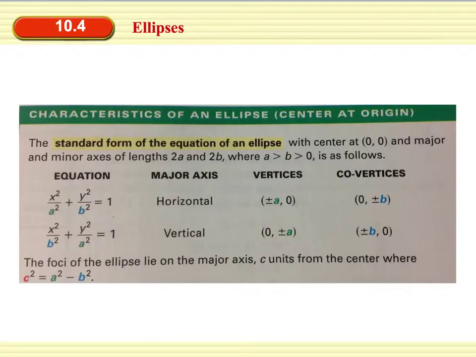Now when we go to find the foci of an ellipse, these are going to be on the major axis, and we're going to say that they are, quote-unquote, c units from the center. If they're c units from the center, that means we can calculate these points, and we come up with the focus points by going c squared equals a squared minus b squared. And we will do an example with this.